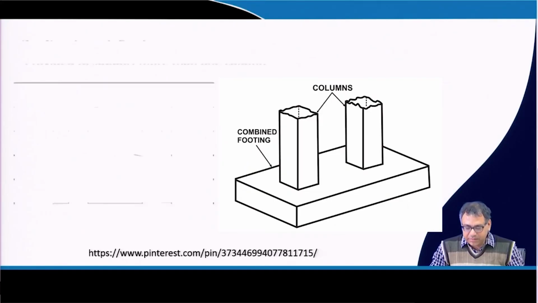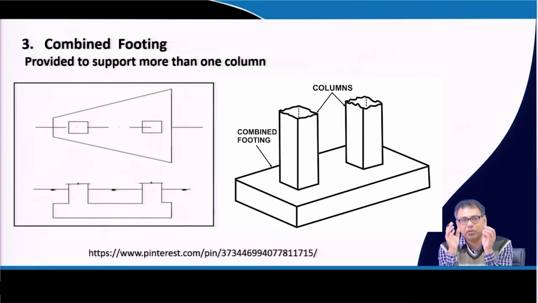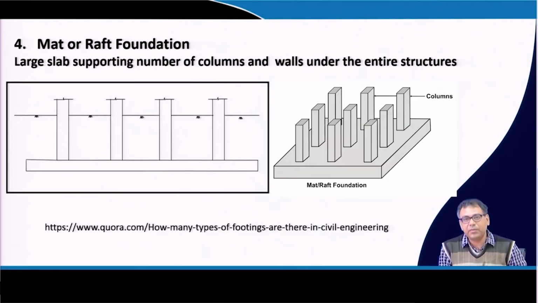It can be a combined footing also, where two or more columns are very closely spaced, so that their foundations will overlap. In such a case we provide a combined footing considering these 2 or 3 columns, and that type of footing is called combined footing. And sometimes we provide one single footing for the entire structure, considering all the columns under one single footing. So, that is called the raft foundation.